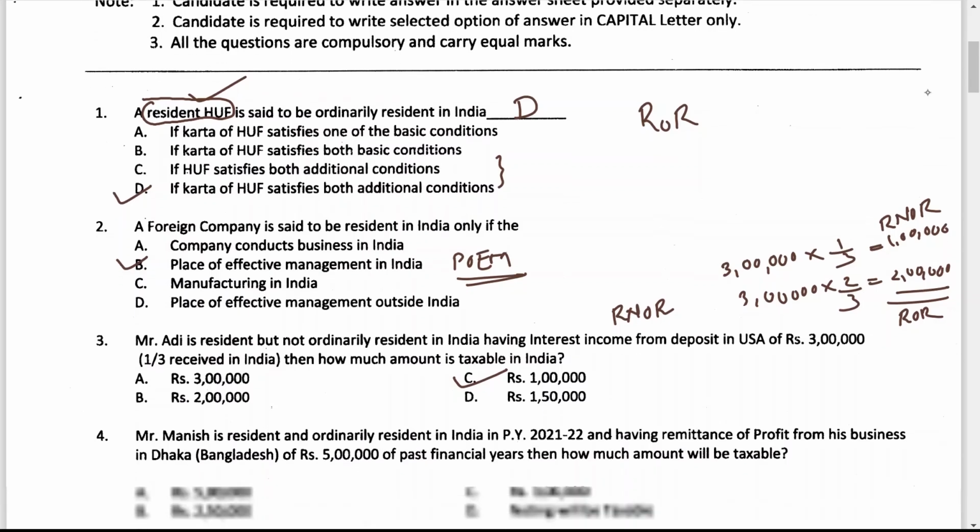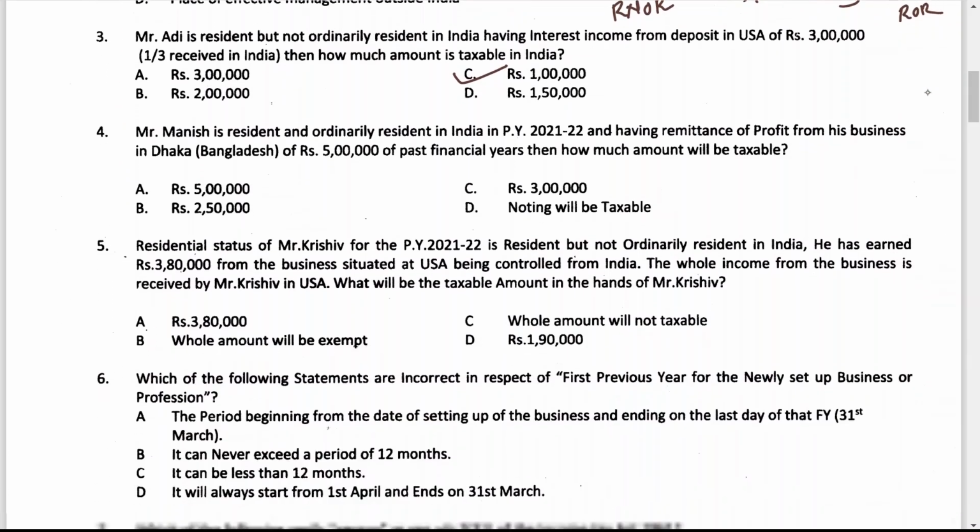Now next one, Mr. Manish is resident and ordinarily resident in India in the previous year 2021-22. So that is the status of ROR, and he has a remittance of profit from his business in Dhaka, Bangladesh of rupees 5 lakh of a past financial year. How much amount will be taxable? Here you should understand that a remittance of profit is not taxable at all, because it is an income of the past year, and past year income brought in the current year is called remittance. That is why nothing will be taxable in case of remittance of income. So the answer is D.